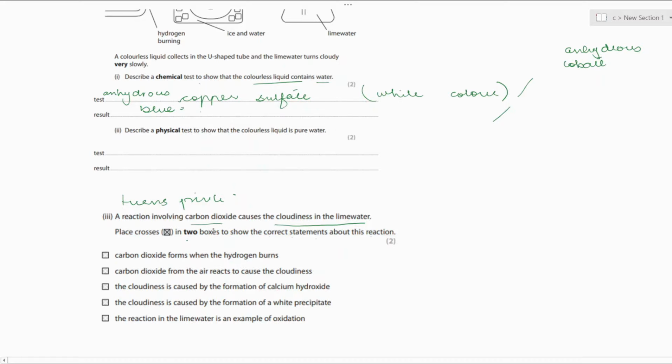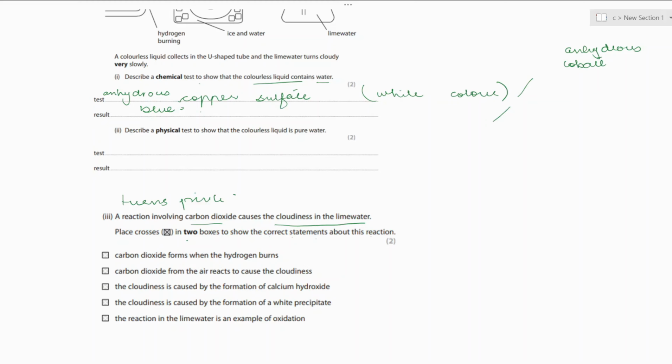Which compounds would make it milky? Number one, carbon dioxide from when the hydrogen burns. That is incorrect, so we're not going to select this one. Number two, carbon dioxide from the air reacts to cause the cloudiness. Can this happen?